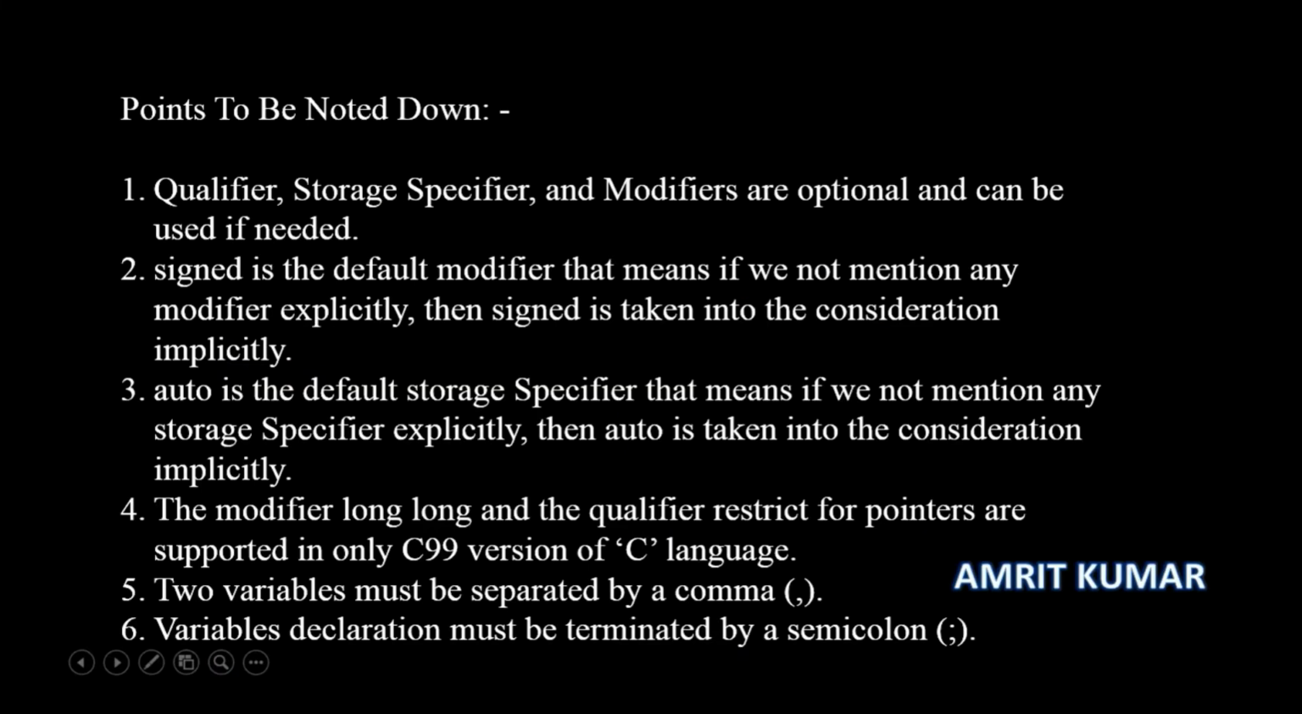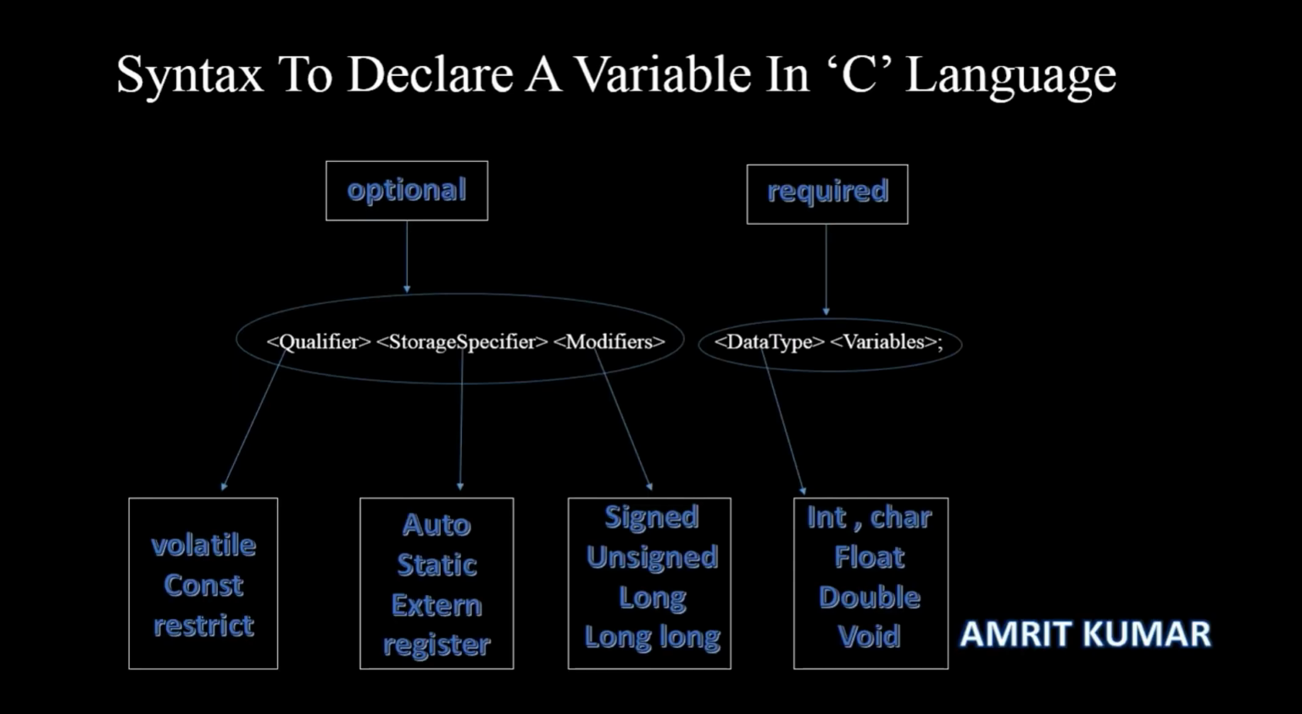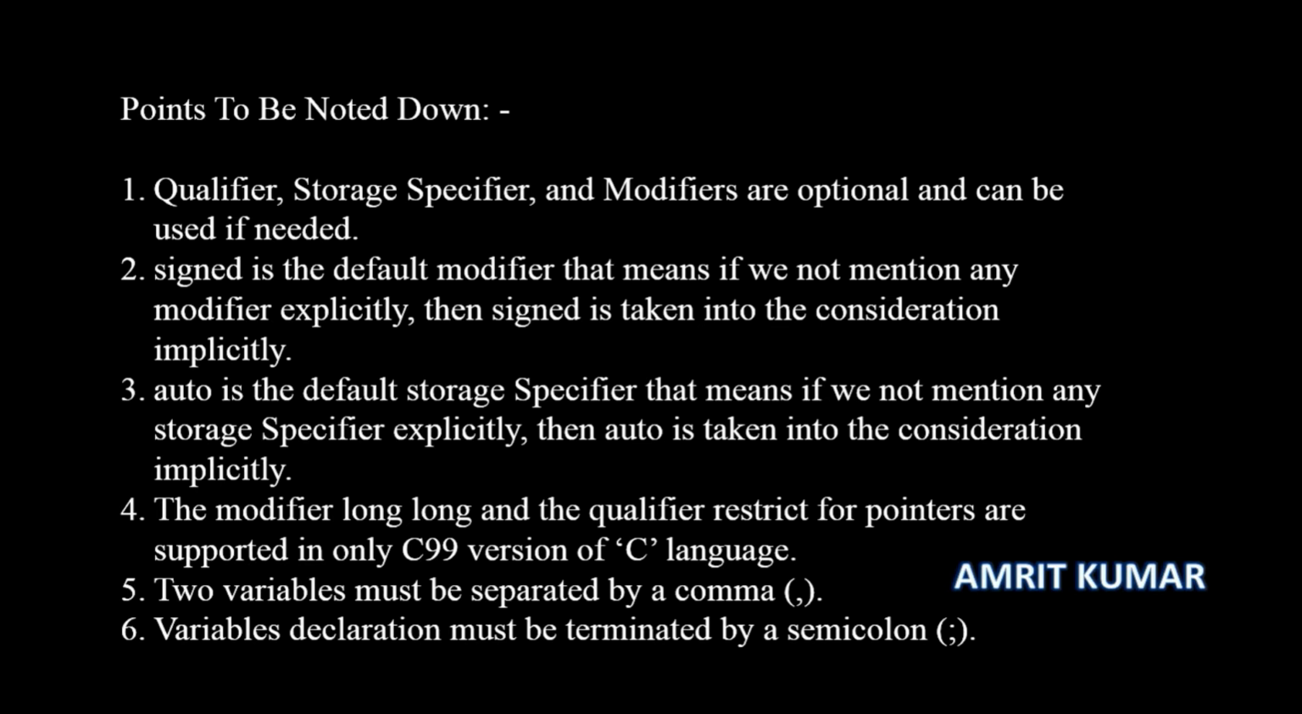Now, the most important point we have seen is that the modifier long and the qualifier restrict for pointers are supported in only the C99 version of the C language. So this is very important that the modifier long and the qualifier restrict for pointers are supported in only the C99 version of the C language. So here you are seeing long and restrict. Here you are seeing modifier long and restrict qualifier. So these two are only supported in the C99 version of the C language. So this is the most important point.